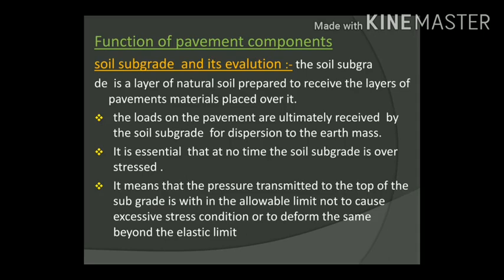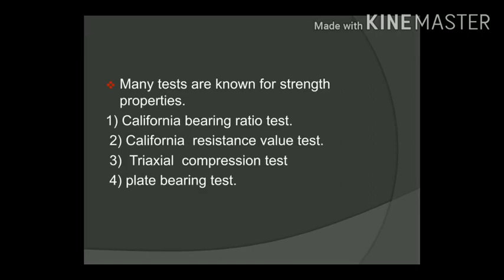In that, first one is soil subgrade and its evaluation. The soil subgrade is a layer of natural soil prepared to receive the layers of pavement materials placed over it. The loads of the pavement are ultimately received by the soil subgrade for dispersion to the earth mass. It is essential that at no time the soil subgrade is overstressed. It means that the pressure transmitted to the top of the subgrade is within the allowable limit, not to cause excessive stress condition or to deform the same beyond the elastic limit. There are tests known for strength properties.